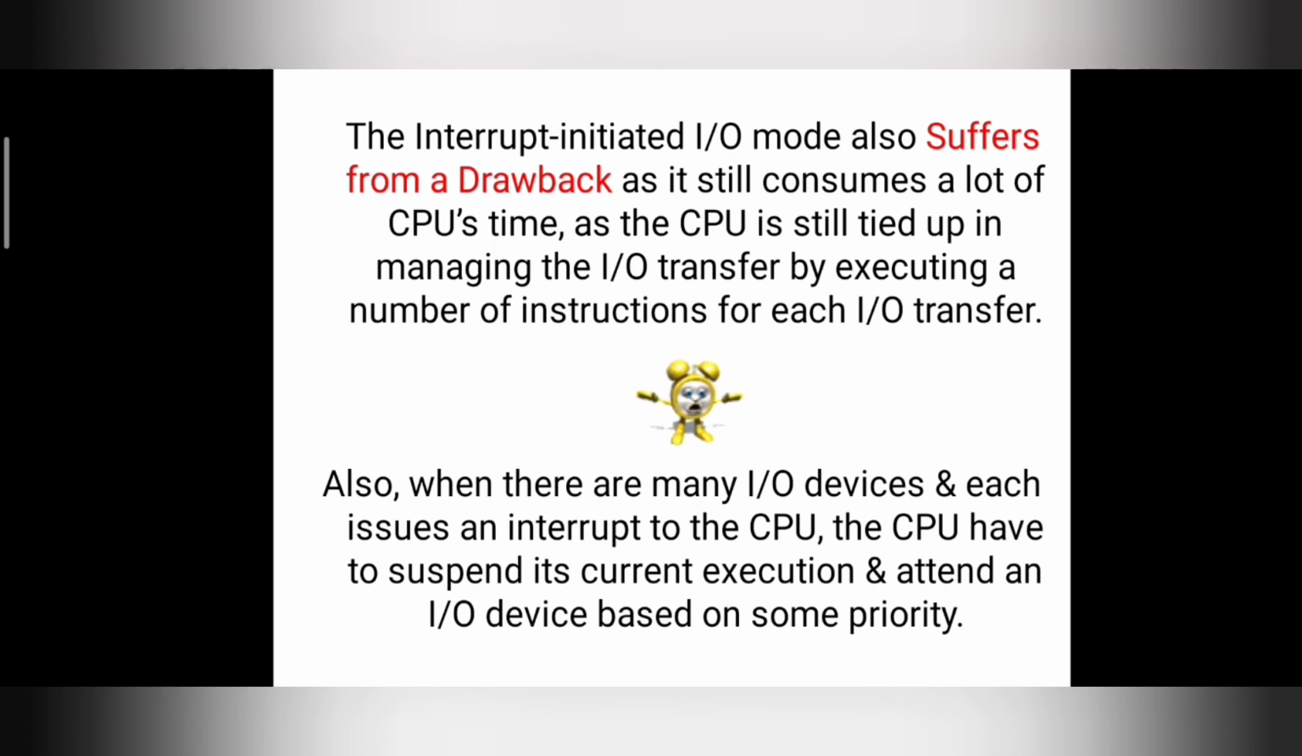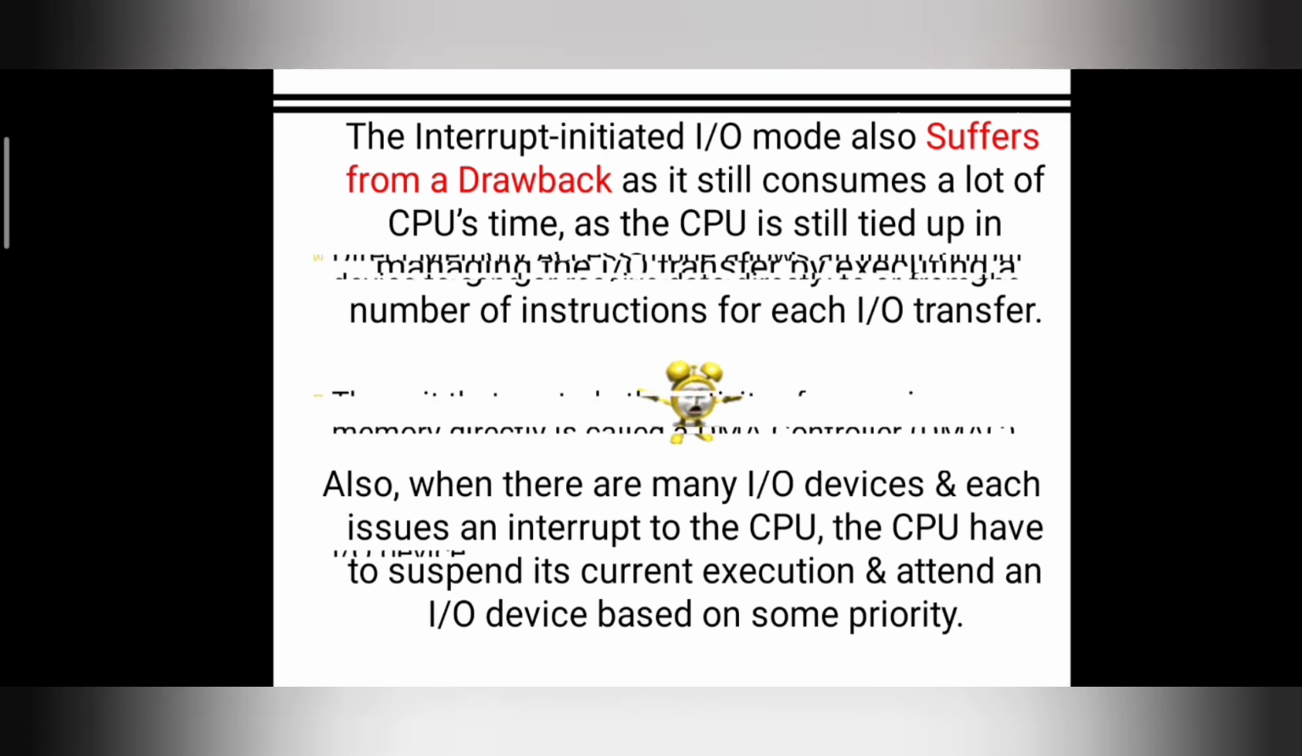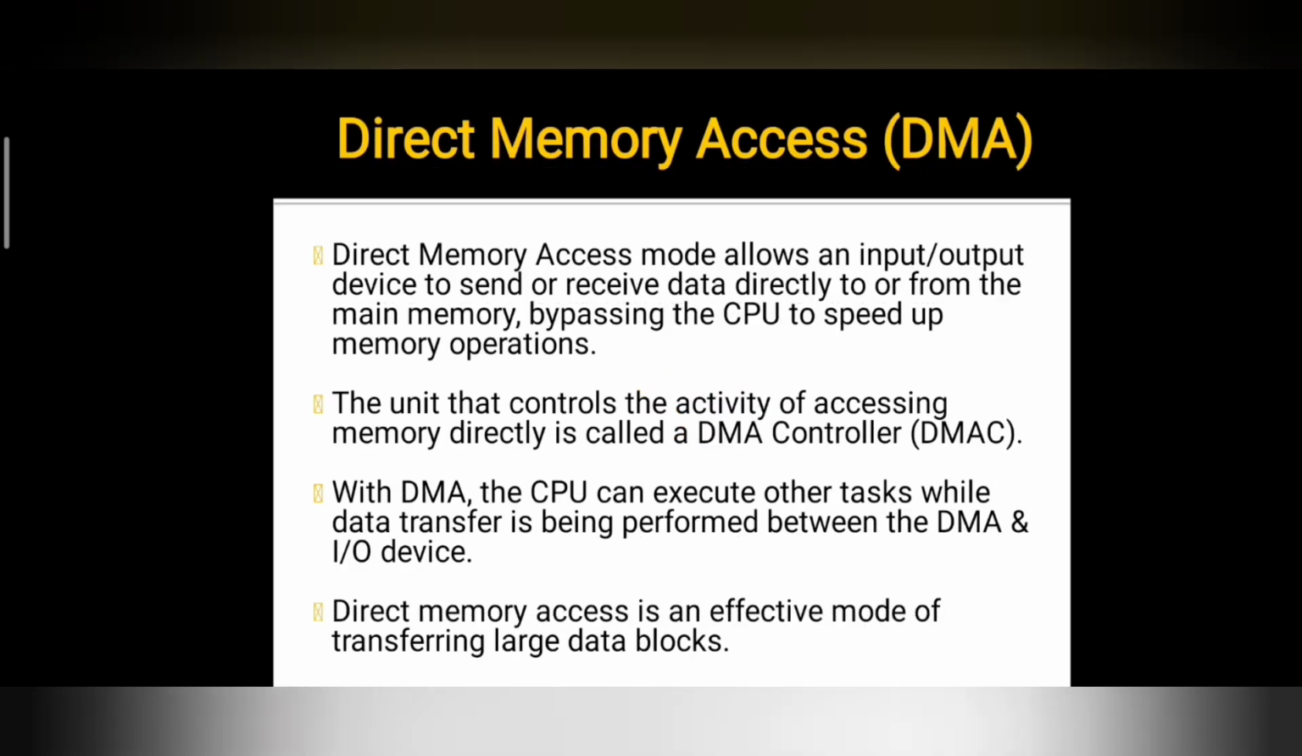Also, let us assume that there are many IO devices and each of the IO devices issues an interrupt to the CPU. In that situation, the CPU has to suspend its current execution, and now it is bound to attend an IO device based on some priority. So again, it's a bit of a time-consuming job for your processor. So let's switch to a better technique of data transfer, which is direct memory access.